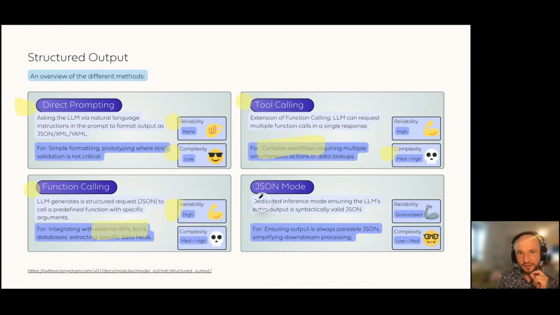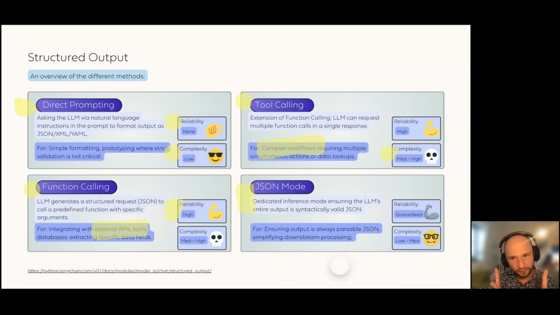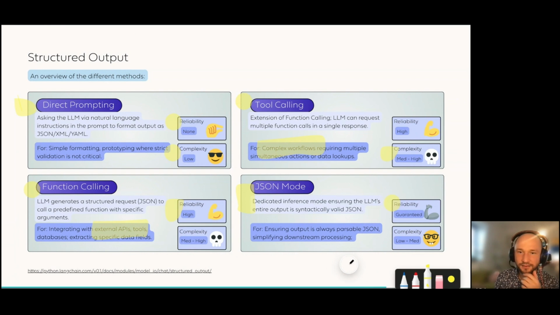And then there is another thing, which is JSON mode. This is something that some models provide, not all of them. If you switch it on, basically, it's something that you can switch on or off, then it's guaranteed, and therefore it's reliable, that you get a JSON output. And therefore, complexity is also lower in this regard.